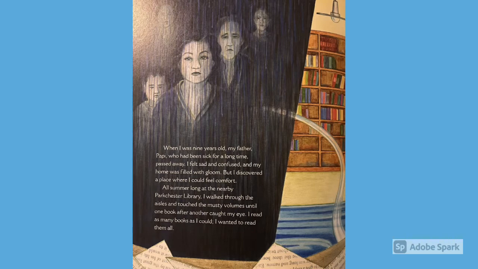When I was 9 years old, my father, Poppy, who had been sick for a long time, passed away. I felt sad and confused, and my home was filled with gloom, but I discovered a place where I could feel comfort. All summer long at the nearby Parkchester Library, I walked through the aisles and touched the musty volumes until one book after another caught my eye. I read as many books as I could. I wanted to read them all.